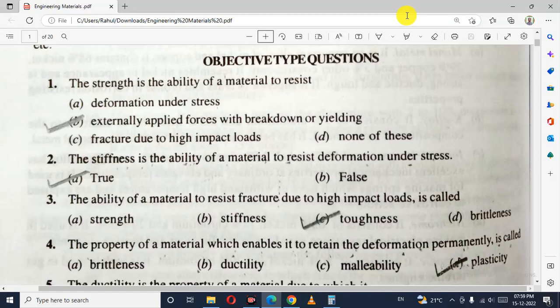Strength is the ability of a material to resist externally applied force without breakdown or yielding. Stiffness is the ability of a material to resist deformation under stress. True. The ability of a material to resist fracture due to high impact load is called toughness.